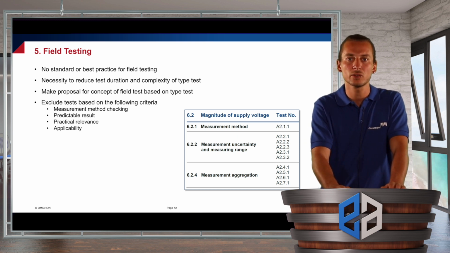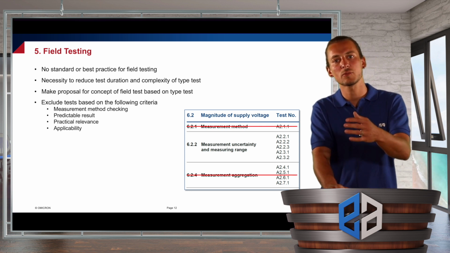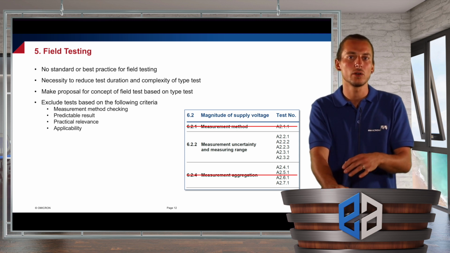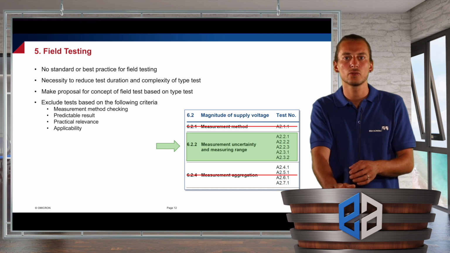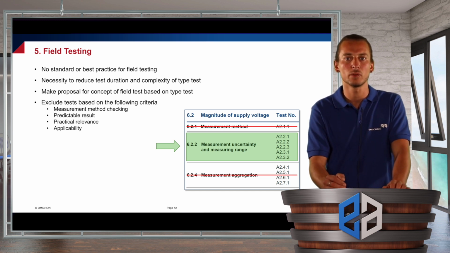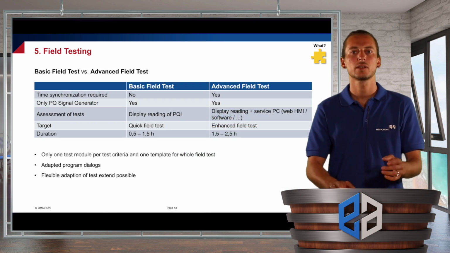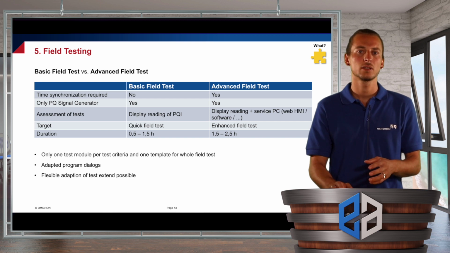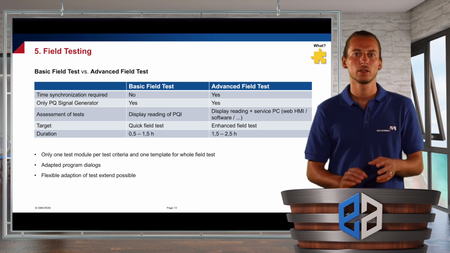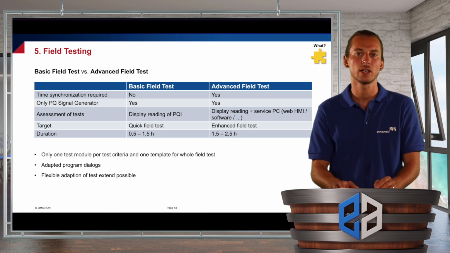And because of these criteria, the first and the third group of these subchapters of the magnitude of supply voltage tests are already excluded, and we are just focusing on the second subchapter, which is related to the measurement uncertainty over the full measuring range. Excluding these tests from the field test leads to 2 basic concepts for a field test. One concept is very basic and the other one is a little bit advanced.